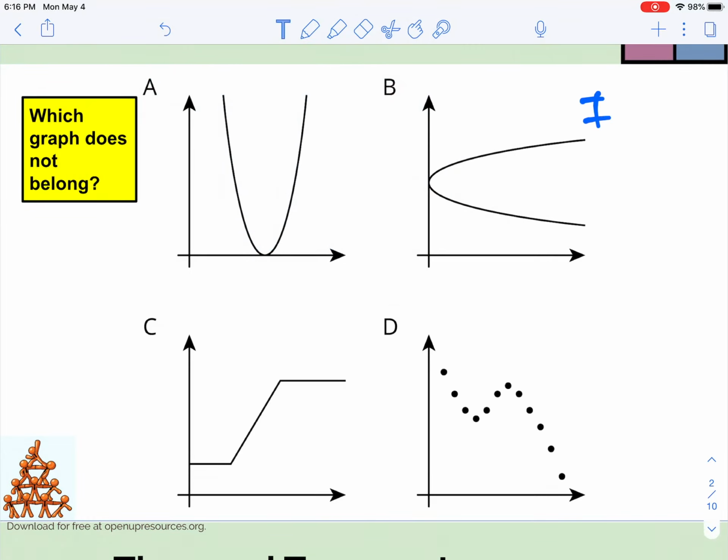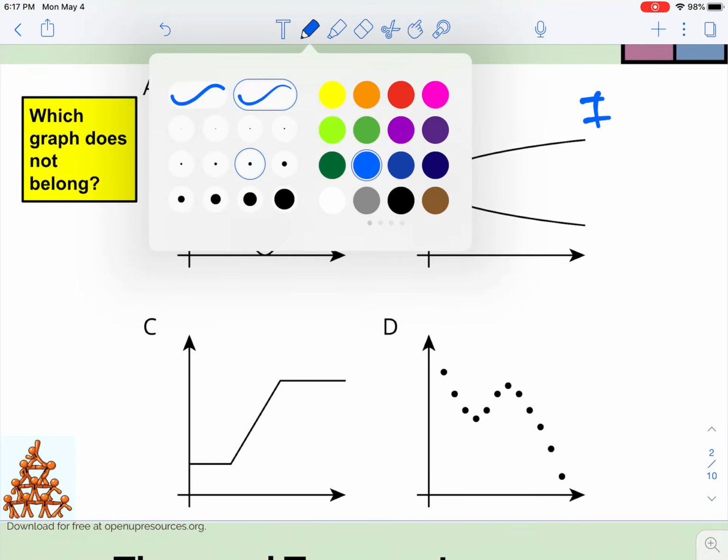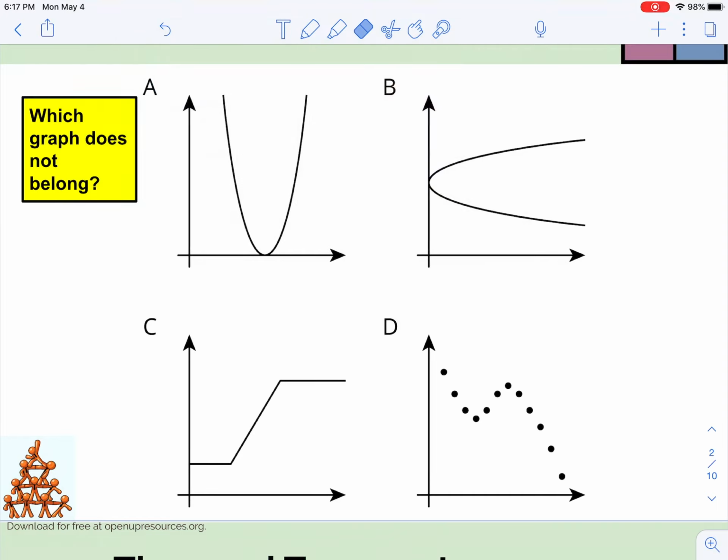Oops, that is way too big. Why isn't it letting me change? There it goes. Sorry.